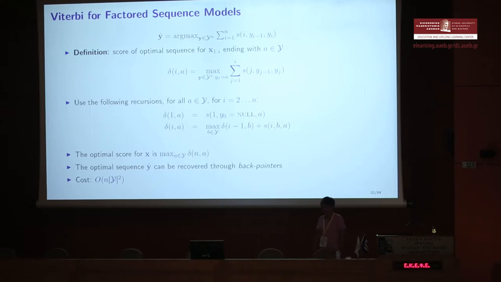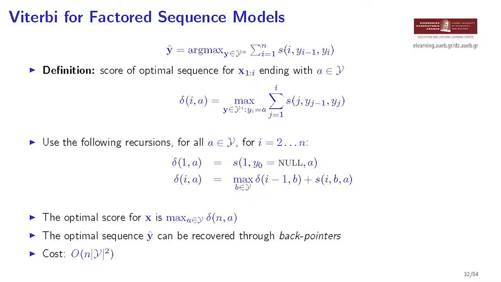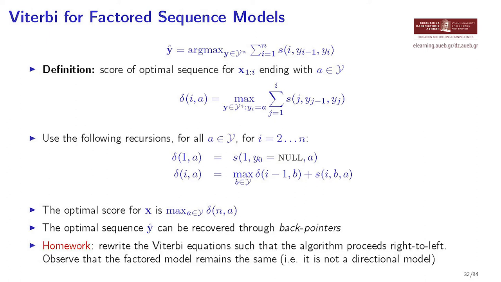Okay, and that's another thing I want to point out. So we saw greedy model that clearly goes left to right and can only go left to right, okay? And you might be thinking, well, actually, a factor model also goes left to right. No, a factor model is not directional, right? Now, the Viterbi algorithm, it goes left to right, but the model is not left to right, okay? And a way to see that I leave as a homework, if you want, is like that you can rewrite the Viterbi algorithm.